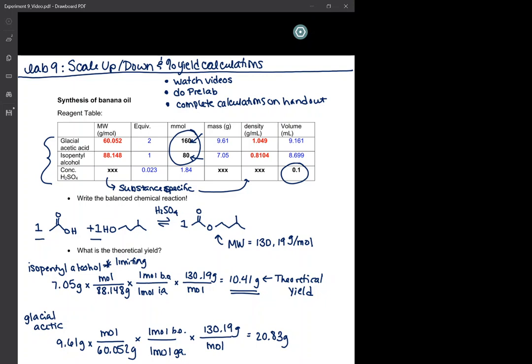All right, so the important thing to do here is remember to write your balanced chemical equation so you know the stoichiometry of your reaction. You might notice that the amounts given in the reagent table are often not the same as the stoichiometry of the reaction. If you remember back to the banana oil experiment, we said we're going to include extra glacial acetic acid to help this reaction equilibrium go to completion and make more of the product. So we added an excess of the glacial acetic acid to make more of the product. All right, but when you do your theoretical yield calculation, you need to know the stoichiometry of the reaction.